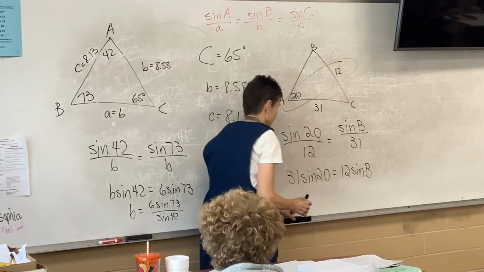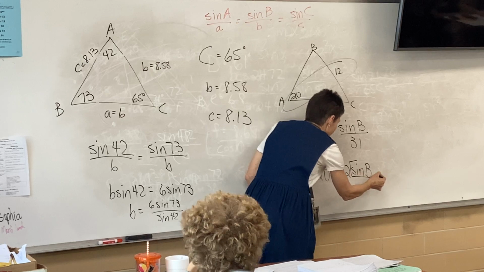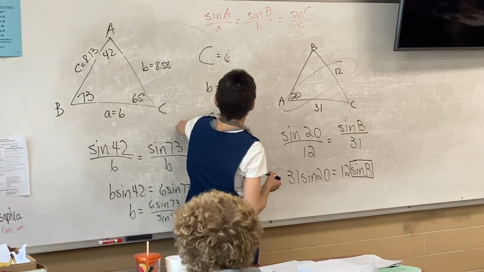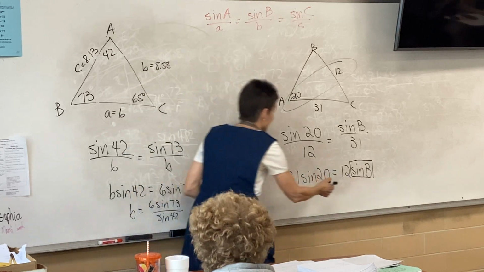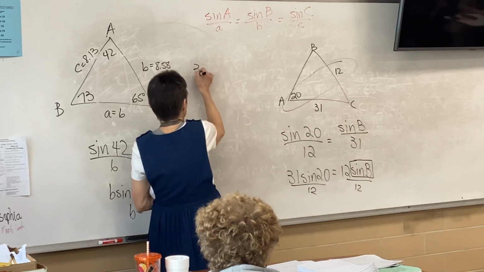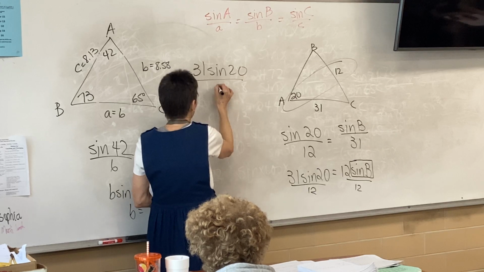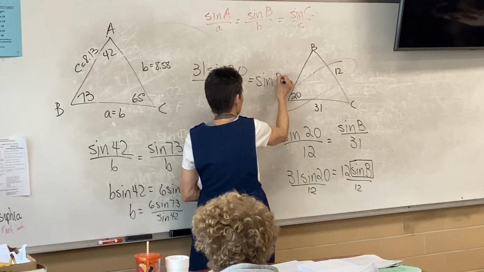Now this can't be split up. That does not separate, ever, ever, ever. So we're going to divide both sides by 12. So 31 sine 20 over 12 equals sine B.